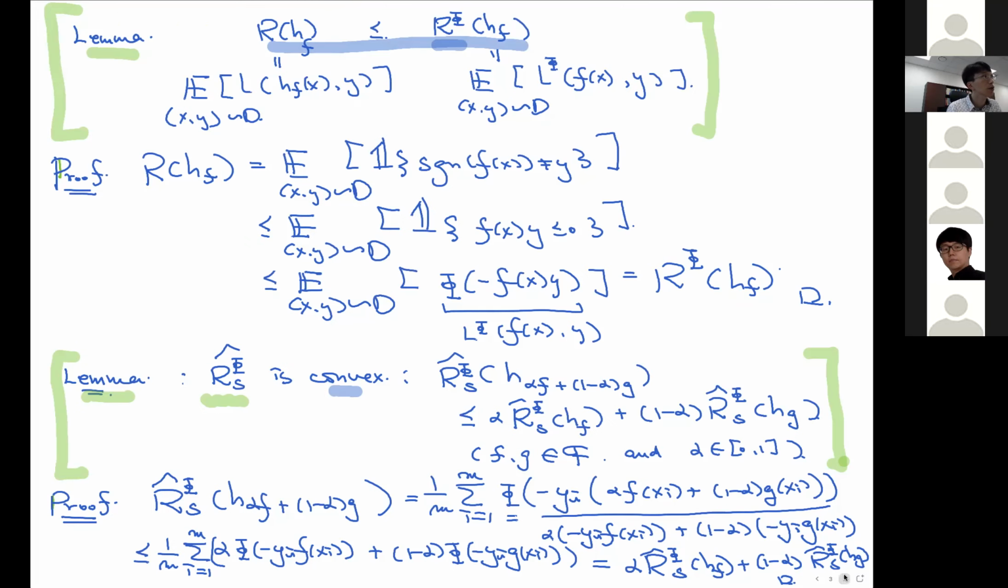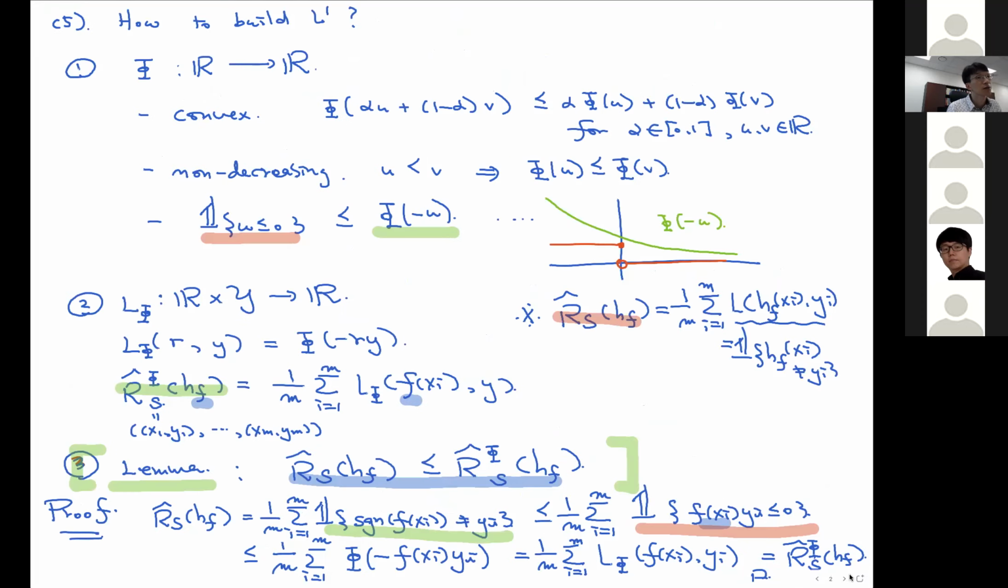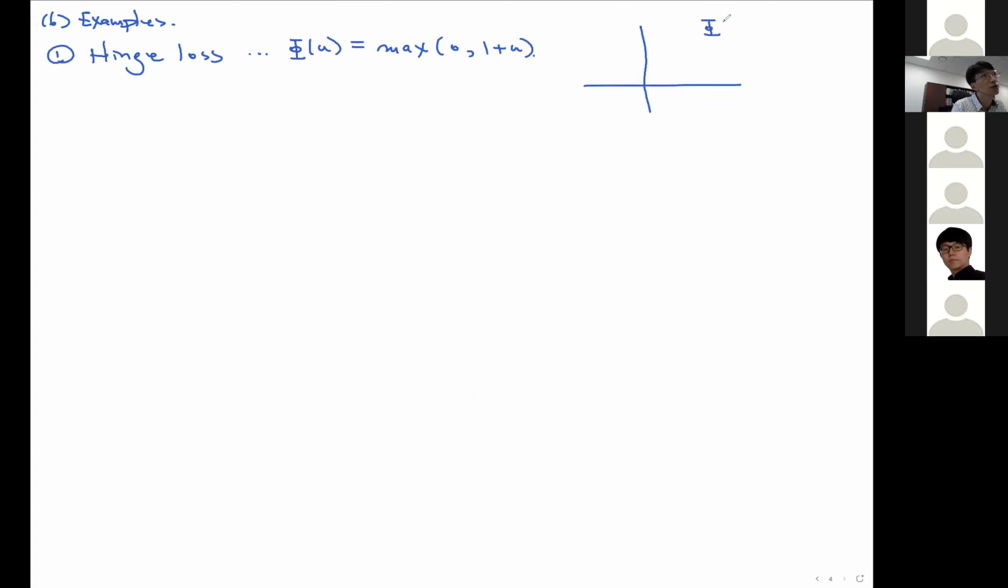What are going to be the examples? So one example is called the hinge loss. And in this case, the function phi is defined like this: max of 0 and 1 plus u. So if we draw the function phi of minus u, because that's what we are using all the time, the function looks like this.